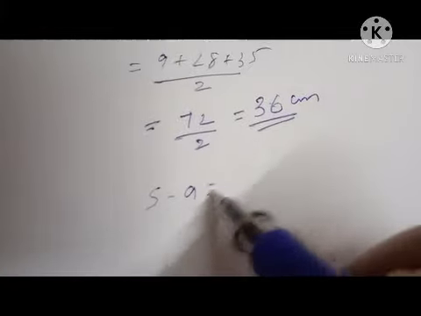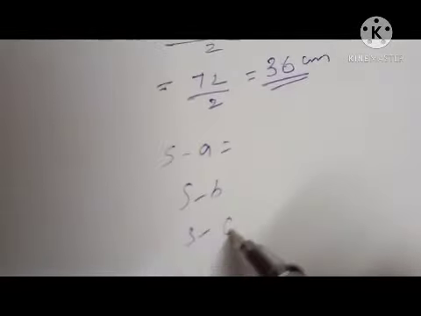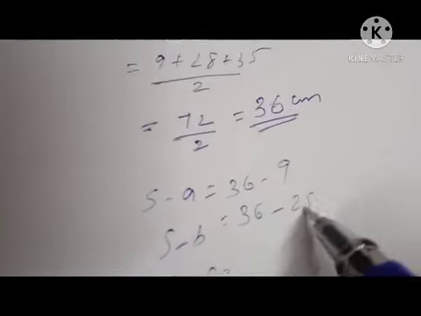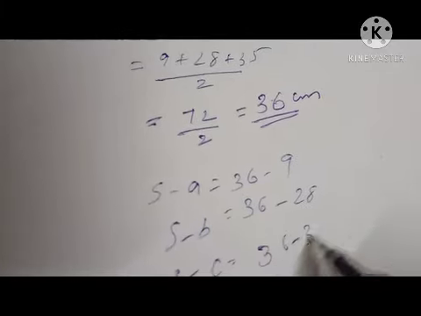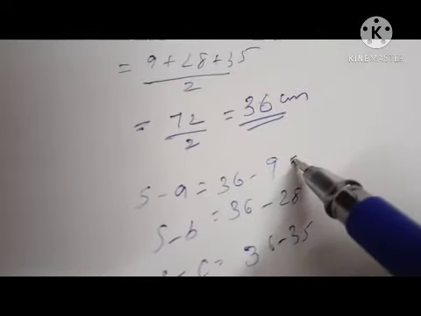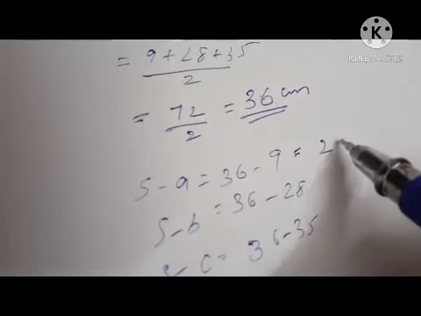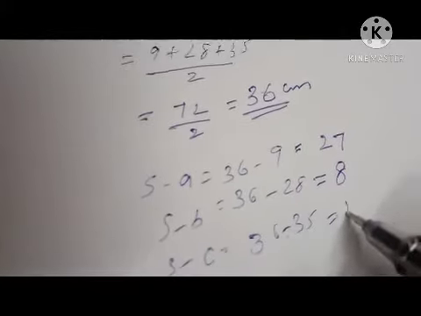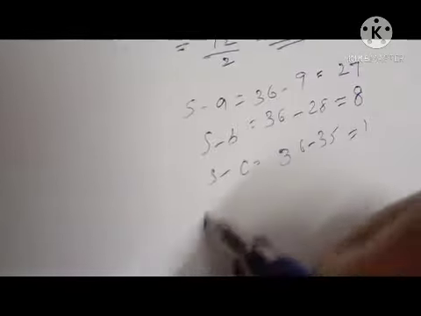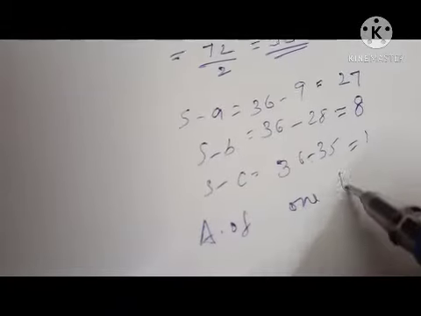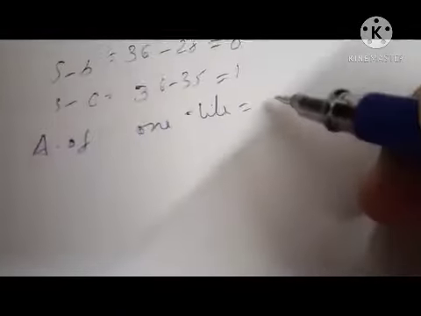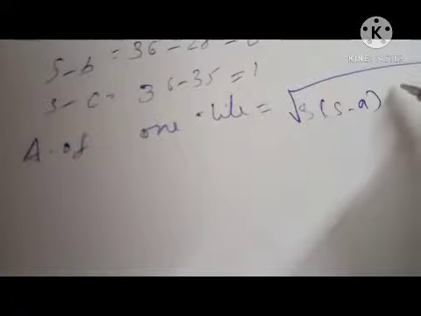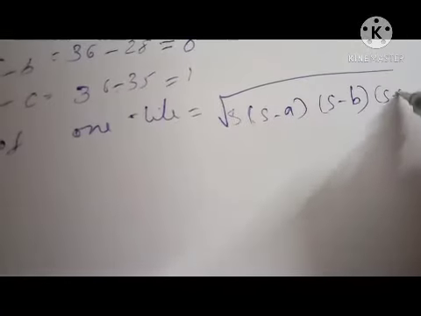Then we have to find s minus a, s minus b and s minus c. s minus a is 36 minus 9, then 36 minus 28, then 36 minus 35. 36 minus 9 is 27. Then 36 minus 28 is 8. 36 minus 35 is 1. Then we can find the area of one tile. That is equal to root of s into s minus a into s minus b into s minus c.